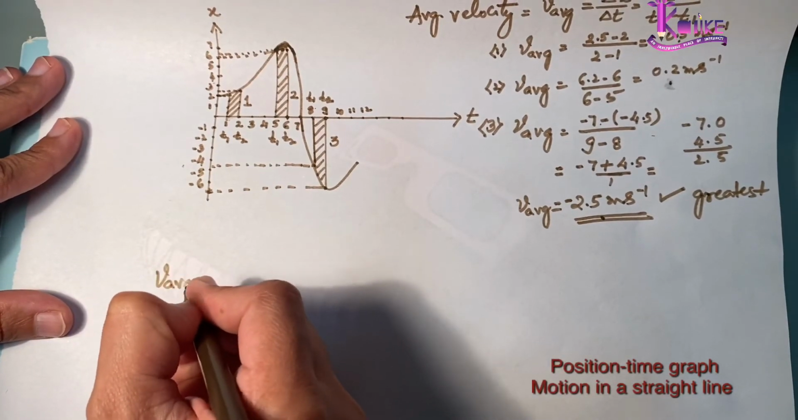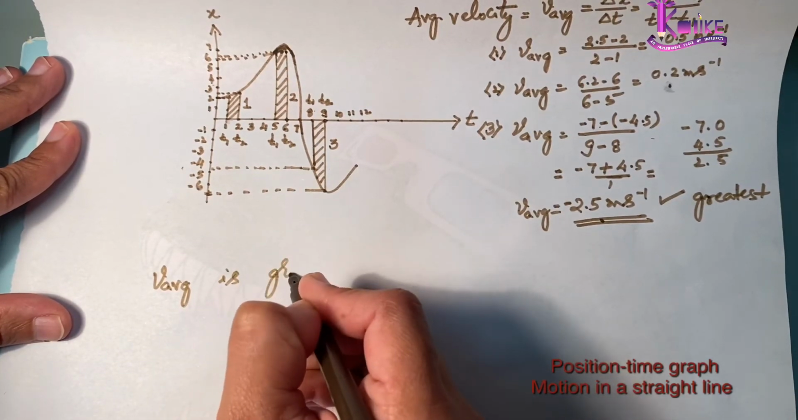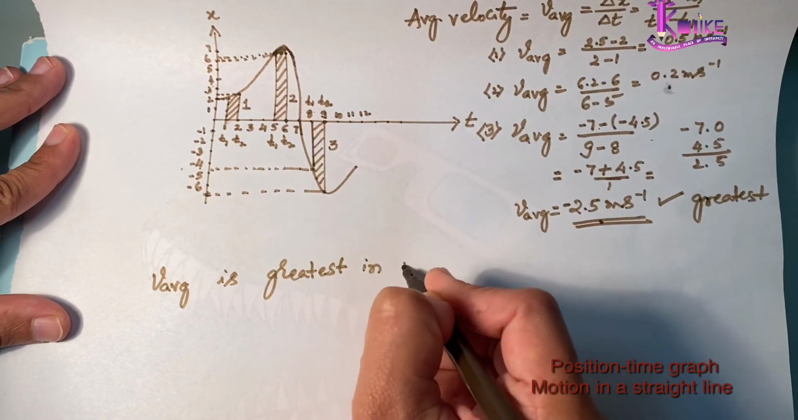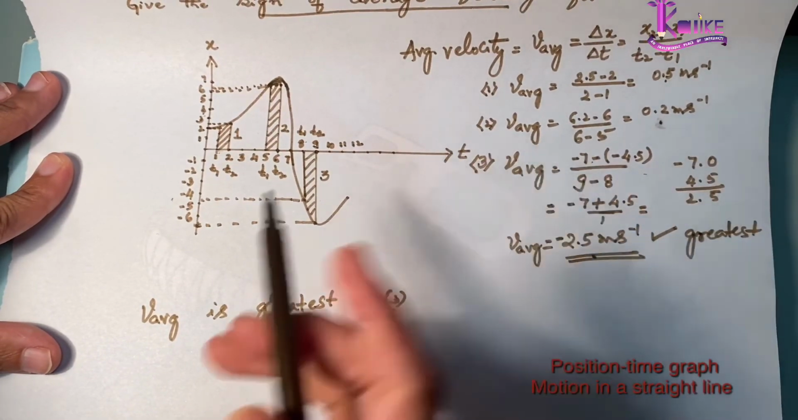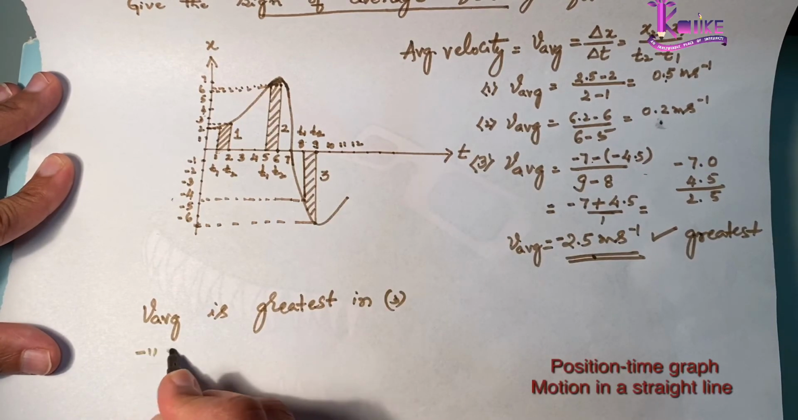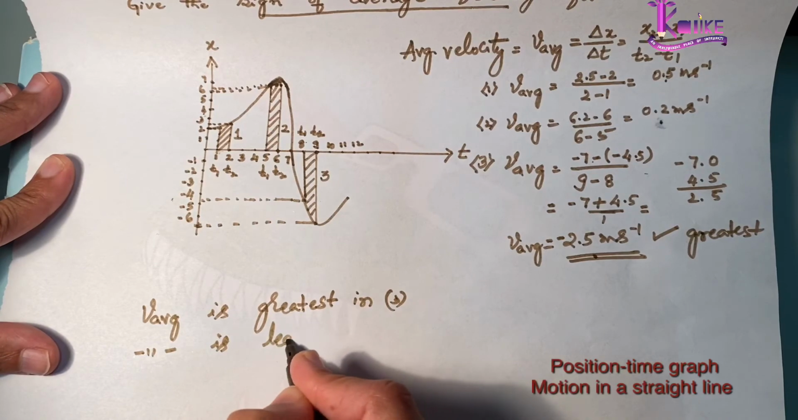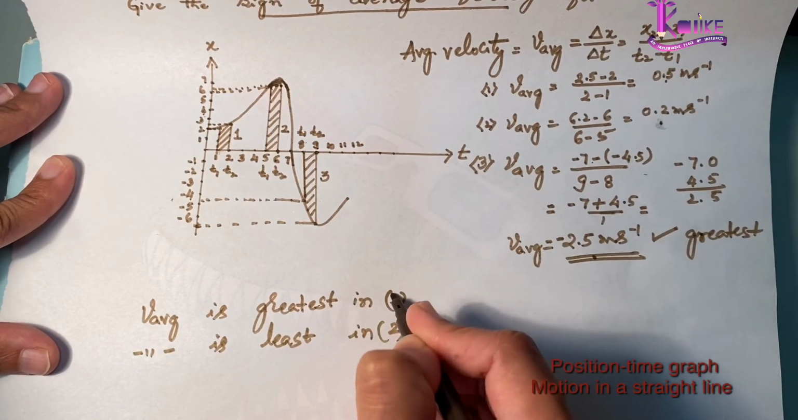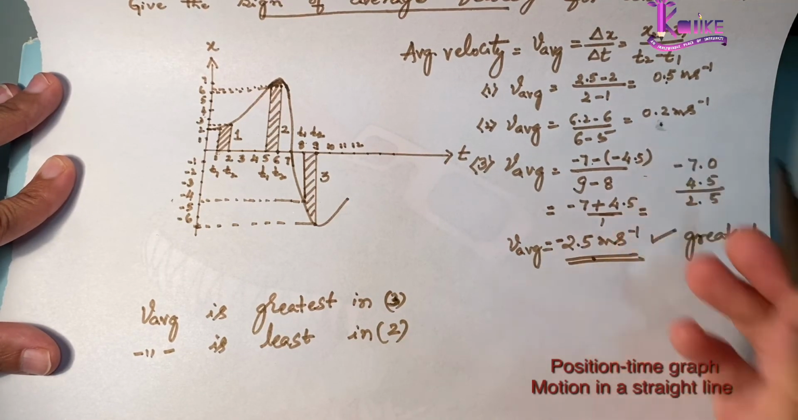You can just write that down in a sentence. V average is greatest in 3. And where is it least? 0.2 is the least, which is the second graph. So V average is least in 2, the second one. So the third one is the greatest, and the least one is the second one.